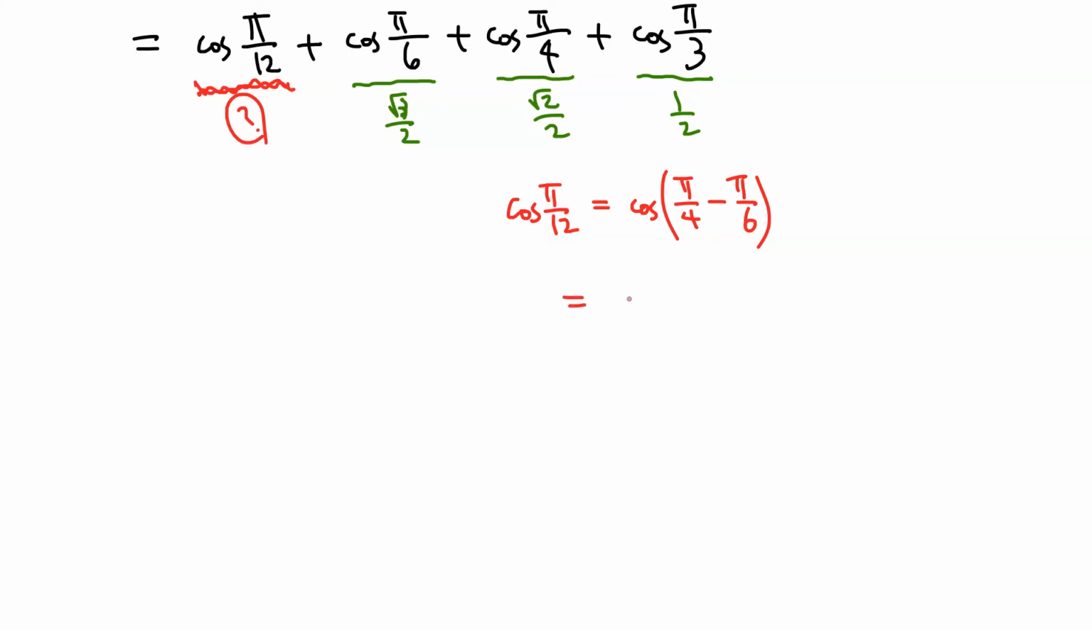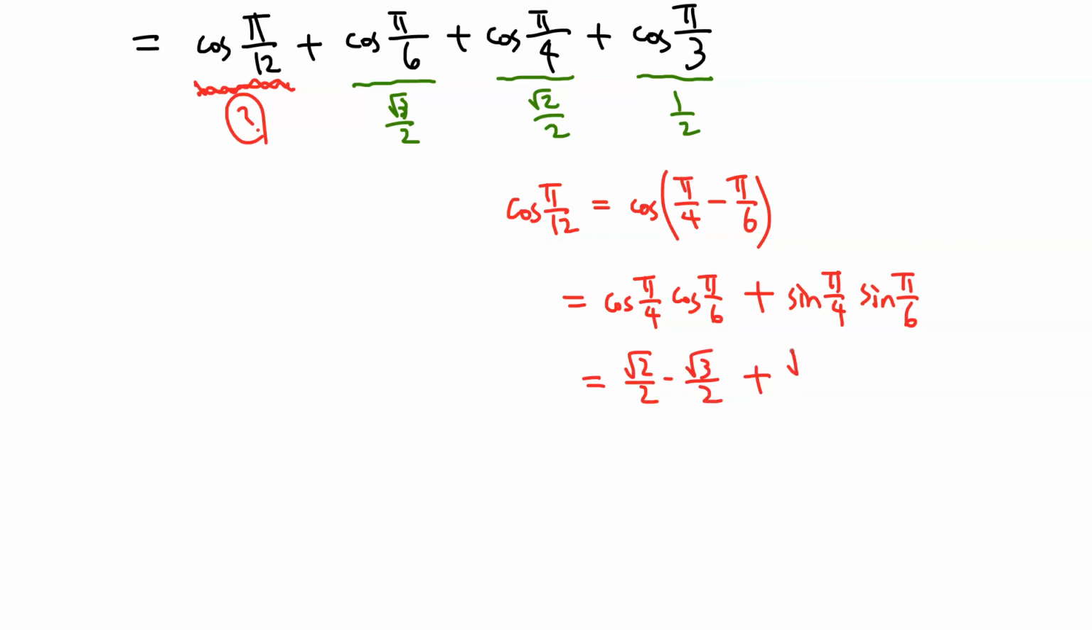Therefore, by the trigonometric subtraction formula, we have cosine pi over 4 times cosine pi over 6, plus sine pi over 4 times sine pi over 6, which is square root of 2 over 2 times square root of 3 over 2, plus square root of 2 over 2 times 1 over 2, which is square root of 6 plus square root of 2 over 4. So this is the value of cosine pi over 12.